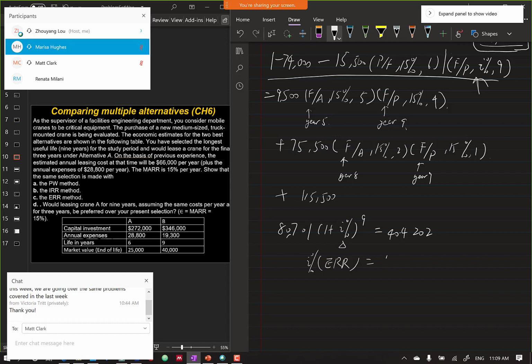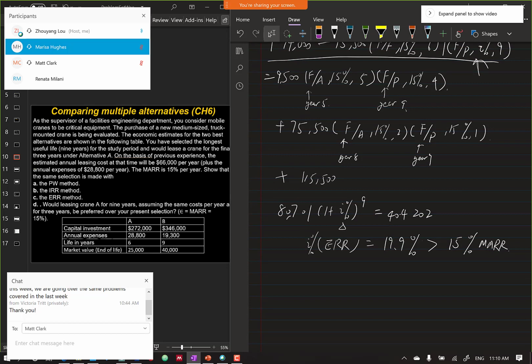is about 19.9%, still greater than the 50% of the interest given. And then we will conclude that still B is better. So select B.